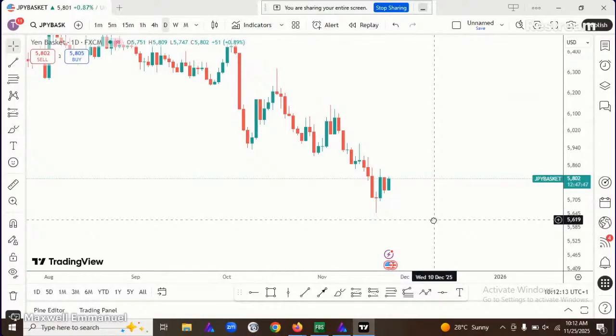So far today, yen has been bullish. I think this retracement in the market yesterday was to fill a fair value gap that was there at this point.